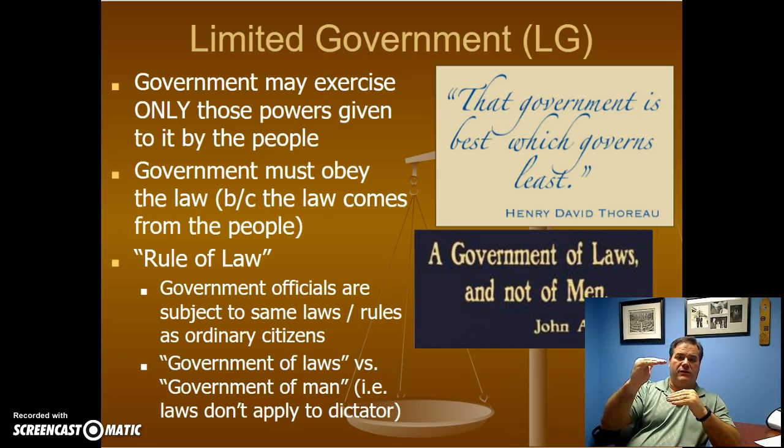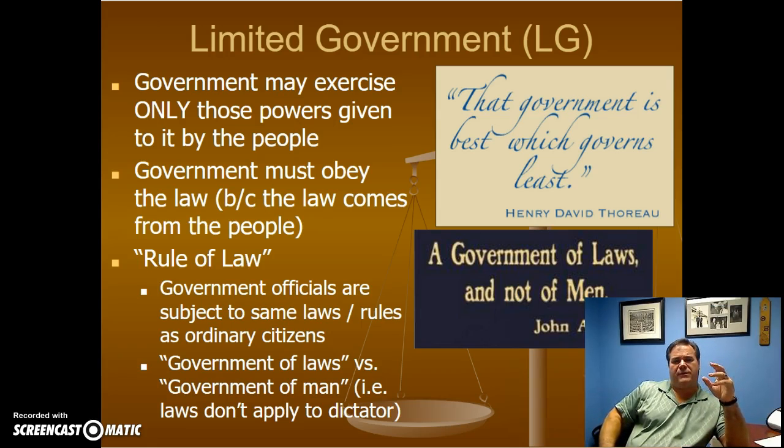Now, if the people are subject to laws that government creates, and government is subordinated, is below the people for whom laws are created, if the people are controlled by the laws, shouldn't government be controlled by the same laws too? And that idea is referred to as the rule of law. The idea that government is liable or subject to the same laws and rules as ordinary citizens, who are above the government.